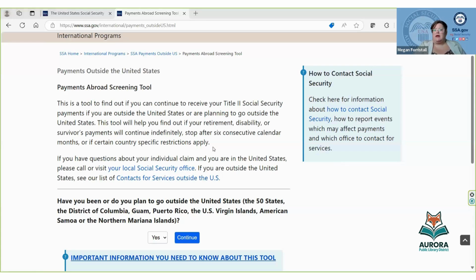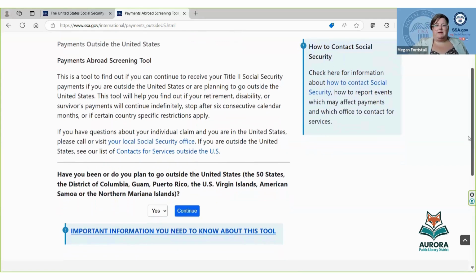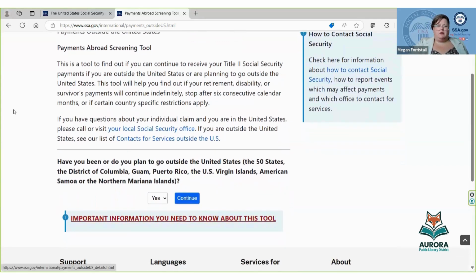Okay, so do you see SSA.gov now? This is for the gentleman who was asking about his wife. So this is called Payments Outside the United States, the Payment Abroad Screening Tool. You'll see it walks you through. It's really nice. It'll walk you through the scenarios so you can determine benefit payments.